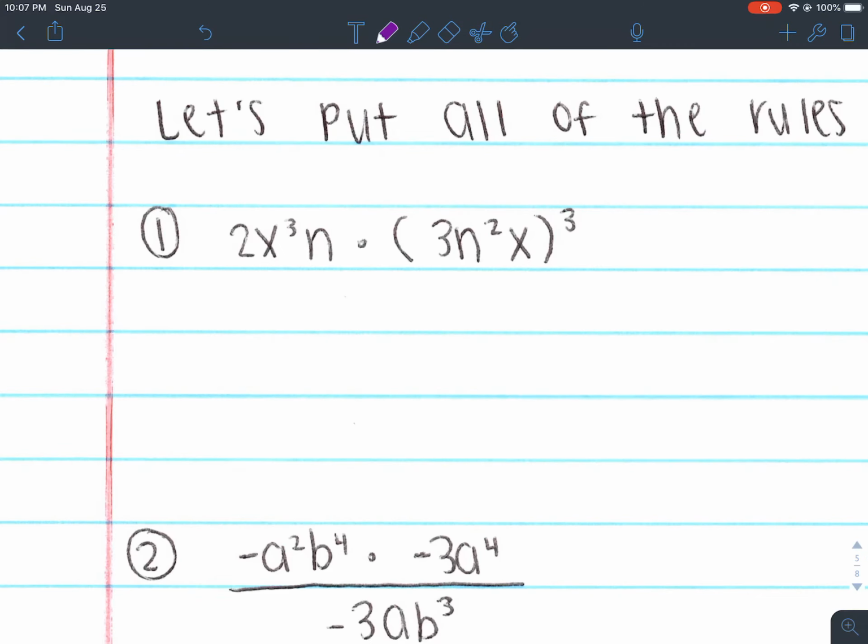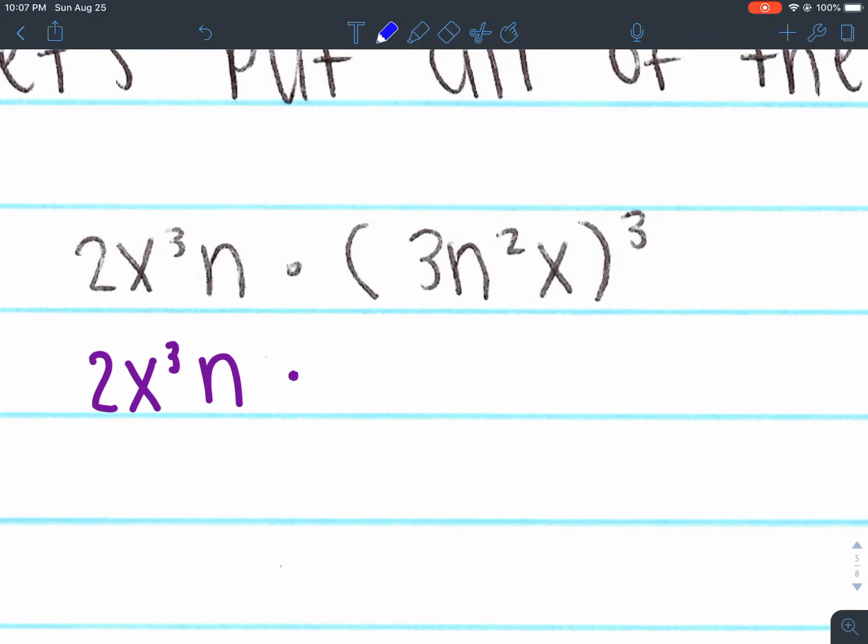So I have 2x cubed n times 3n squared x to the 3rd power. Well, let's think about this. You always want to simplify as much as possible. So I know in the front I don't really have much to simplify, and I also know that this 3 is not being distributed to that front part. So I'm going to go ahead and copy this down the way I see it. Nothing else there. And then I'm going to go ahead and simplify the next part by distributing that exponent.